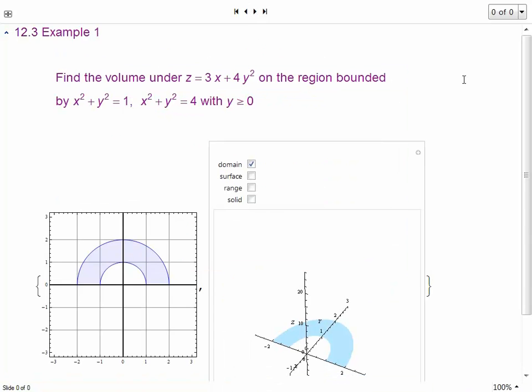r is our variable, right? dr d theta. So r will be like x was for us before. That's why it's important not to leave it out.